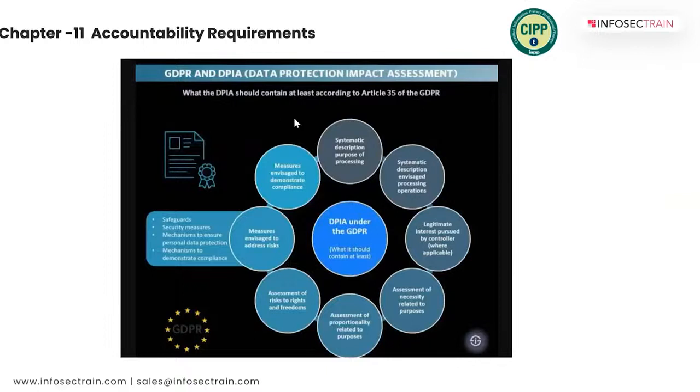So this is DPIA. I think I already clearly explained it to you. You can just have a quick look at it. If you're going to do a DPIA under GDPR, you need to capture all this important information. It starts with a systematic description of the purpose of processing and a systematic description of the envisaged processing activity and the legitimate interest pursued. If there is a legitimate interest, you need to capture that. Then the assessment of necessity related to the process, assessment of proportionality related to the process, assessment of risk to the data subject, and also look at the measures envisaged to address the risk, right? So these are the different elements when it comes to your DPIA documentation purposes.